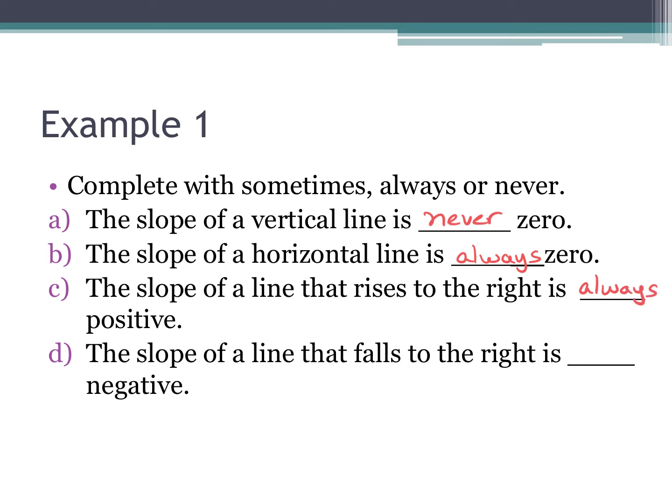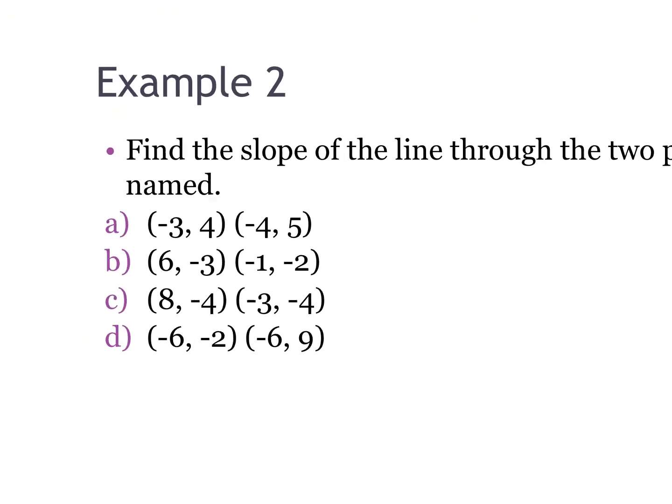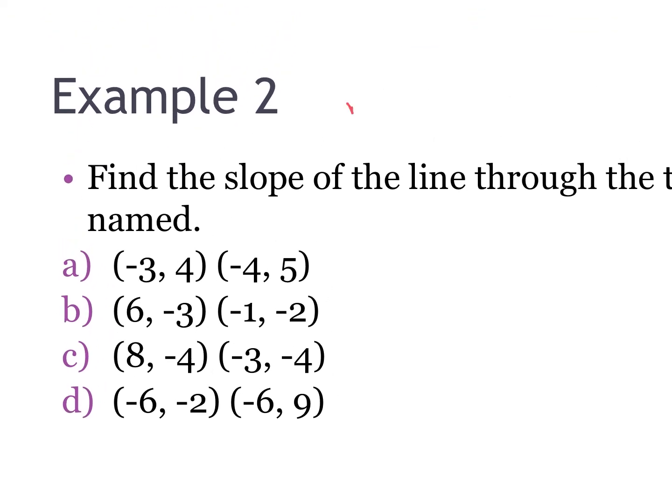And the slope of a line that falls to the right is always negative. Okay, so on this slide, it wants us to find the slope of the line through the 2 points that are named. So we're going to go ahead and subtract them. Again, I'm using the slope formula. And again, remember, slope is always indicated by a lowercase letter m.